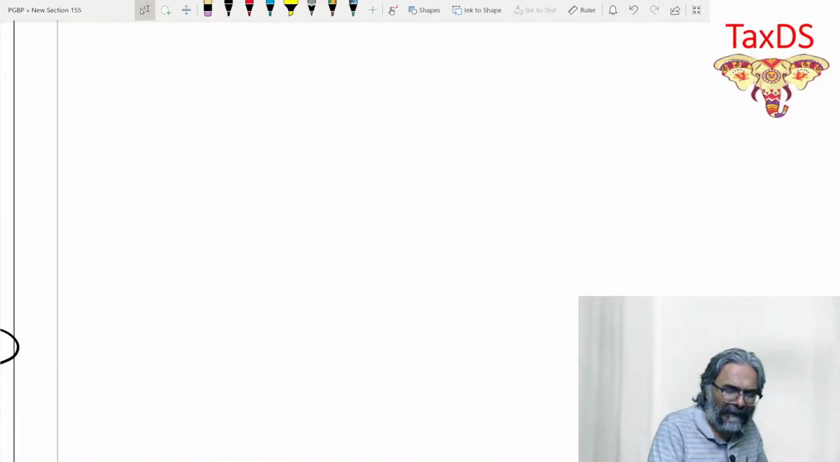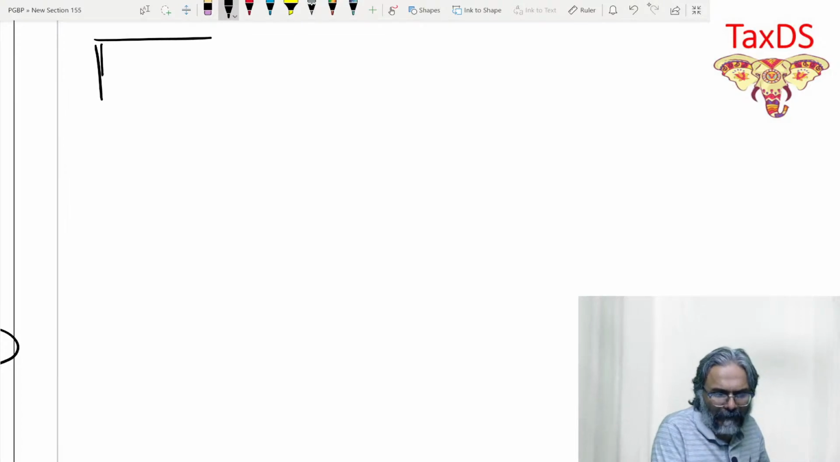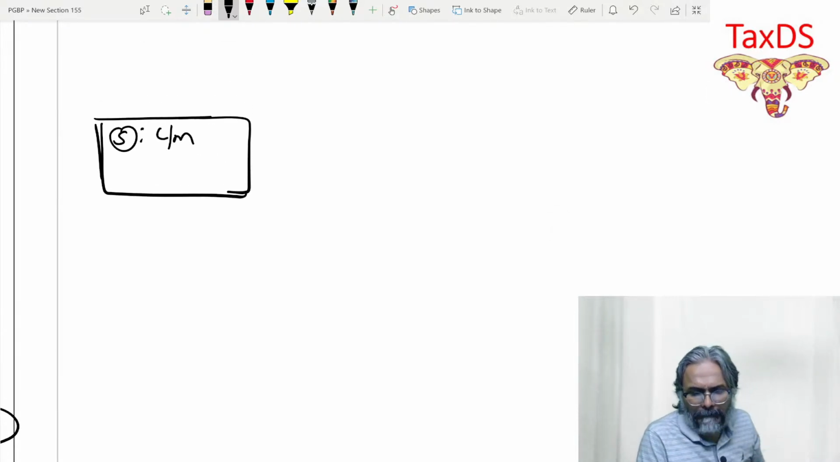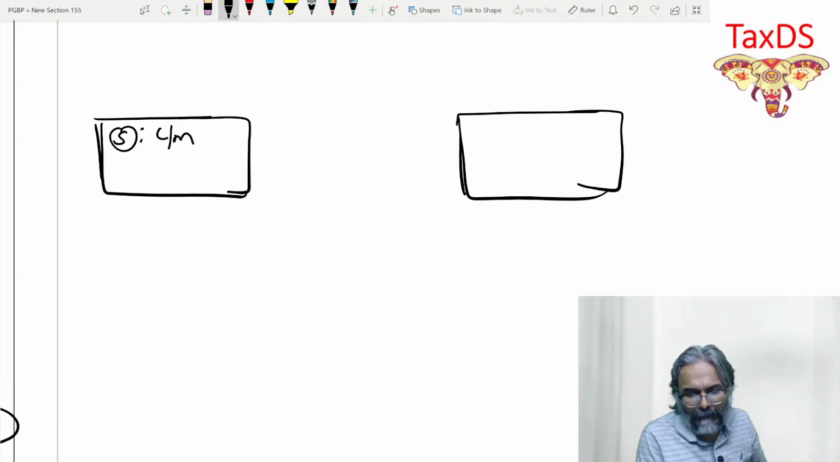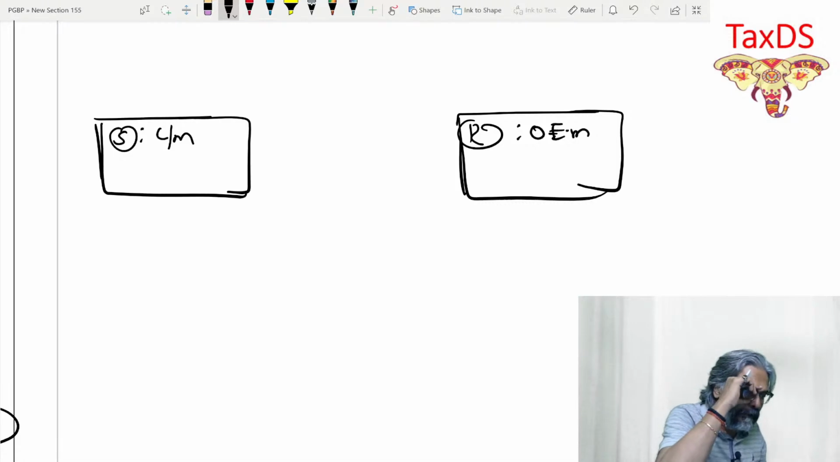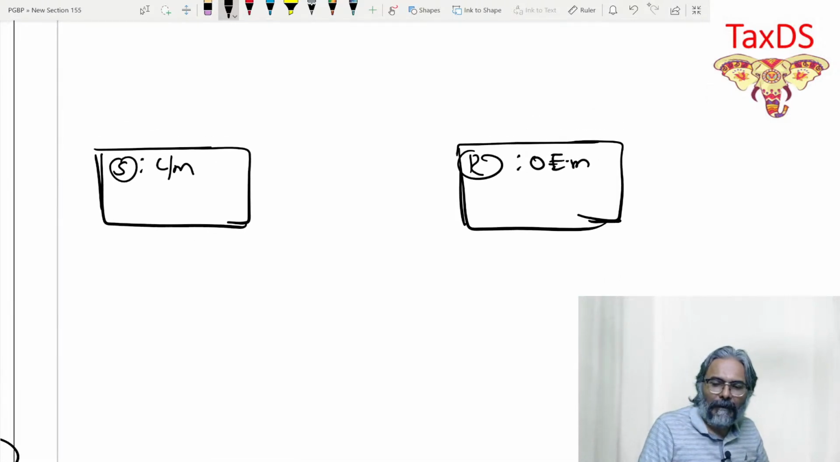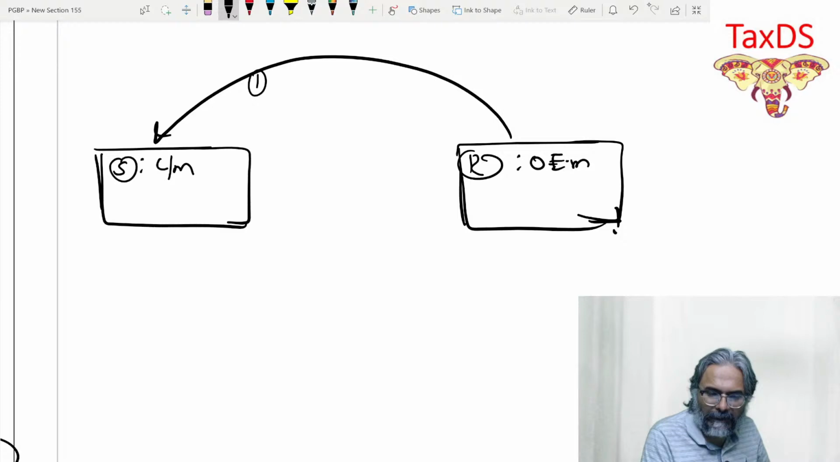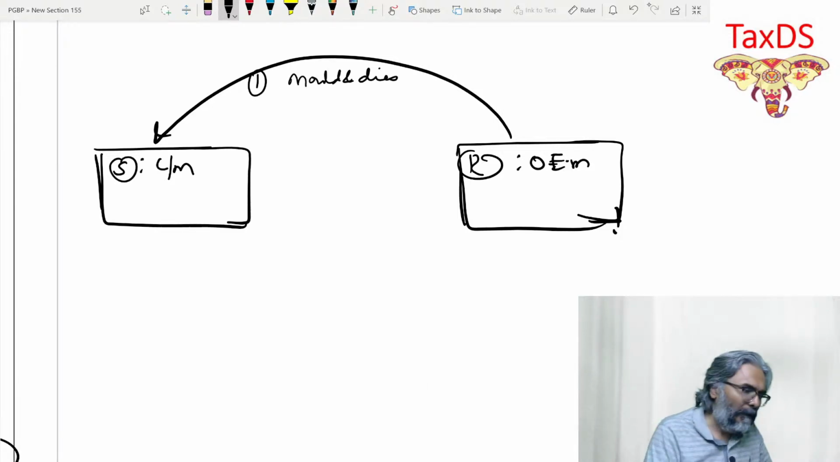So it goes like this, students. Herein, the supplier is the component manufacturer, CM. The recipient is the OEM, the original equipment manufacturer, in this particular case. So what has happened, students? This is the first point: he has sent the molds and dies. Based on that, he has manufactured the goods.